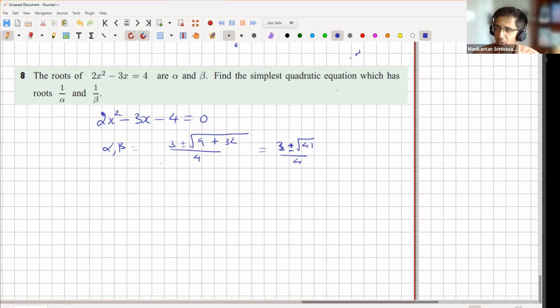So it's going to take a long time. So that's not the approach to do. I'm just telling you that that approach will be very long. You guys agree? So what is the better approach? Sum of roots, product of roots comes in handy here.